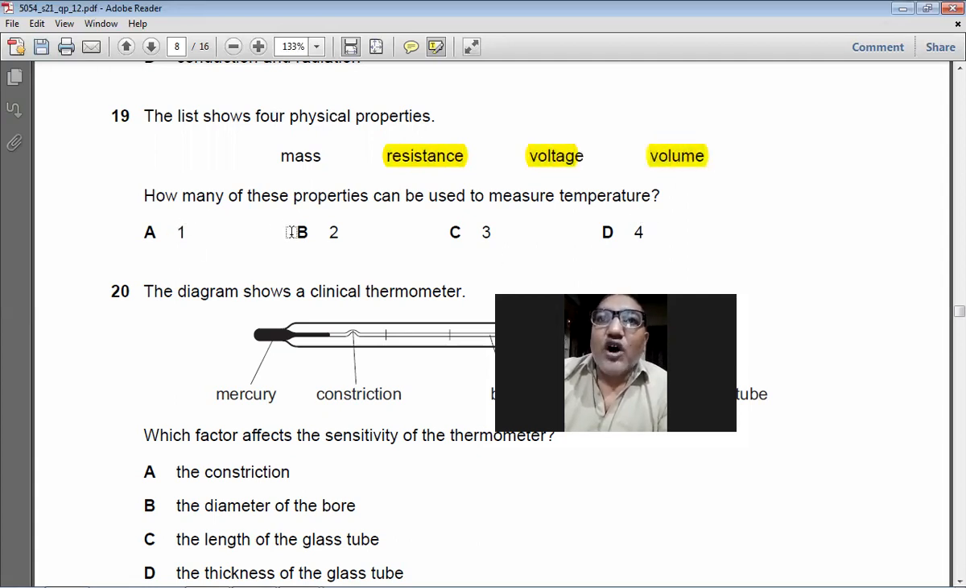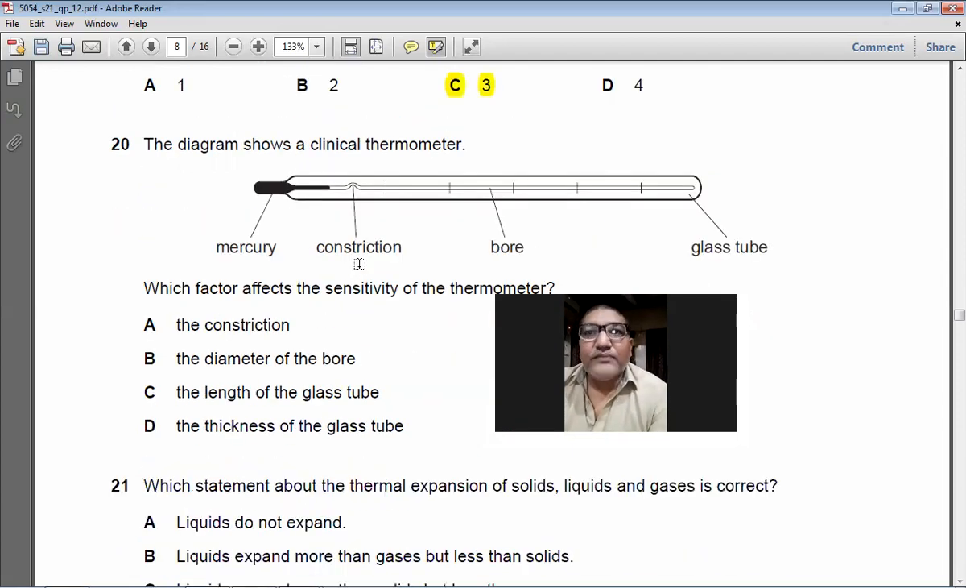So how many of these properties can be used to measure temperature? 3. So out of these four, three can be used. So I think C is the right option. Question number 19, C is the right option, sir. And I hope that you have understood this concept.